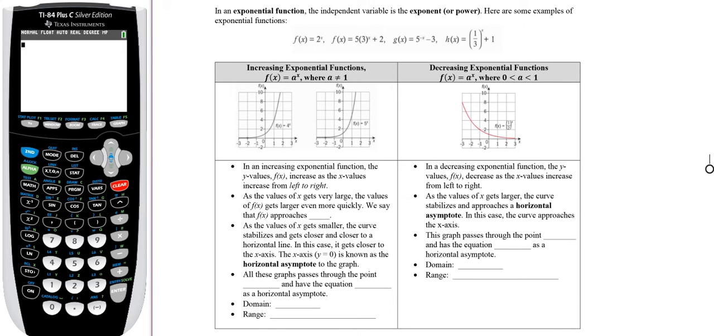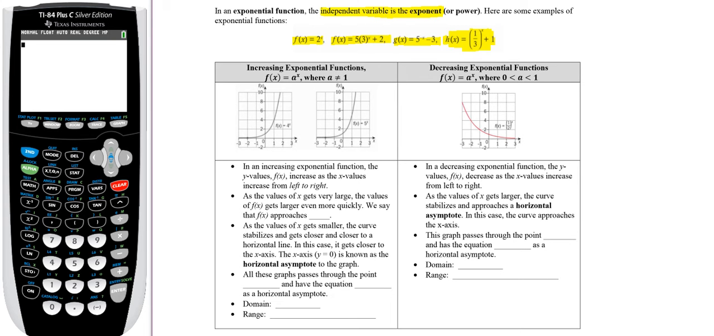One of the things that makes exponential functions different is that the independent variable is the exponent. Usually we're accustomed to putting an exponent on the variable, but this time the variable is the exponent. Here are some examples of what that looks like. In all cases, you can see that x is actually an exponent in these functions.